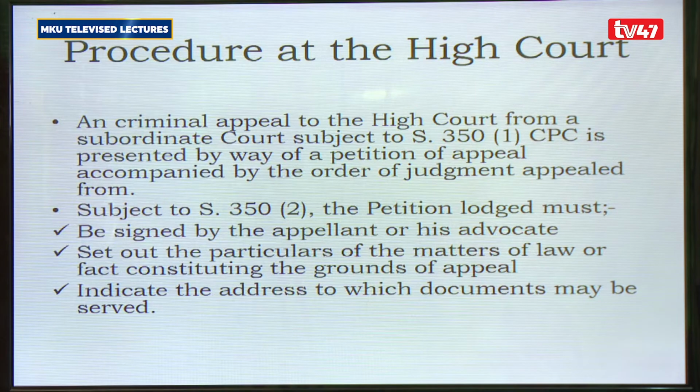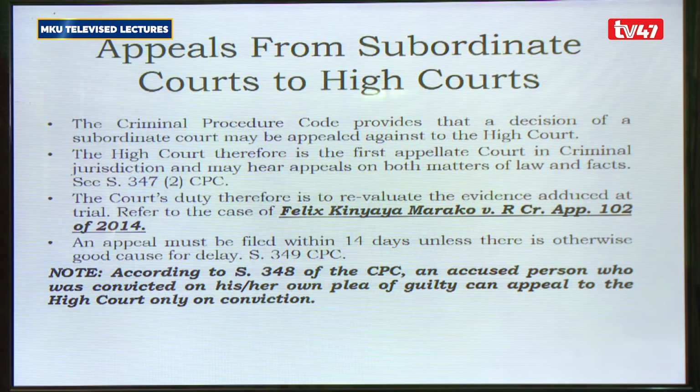And the procedure at the High Court when an appeal is filed is that it is supposed to be by way of a petition under Section 351 of the CPC. And then under Section 350 subsection 2, it must be signed by the appellant or the advocate if it's presented. It is supposed to set out the particulars of the matter constituting the grounds of appeal, and it must indicate the address at which the documents must be served.